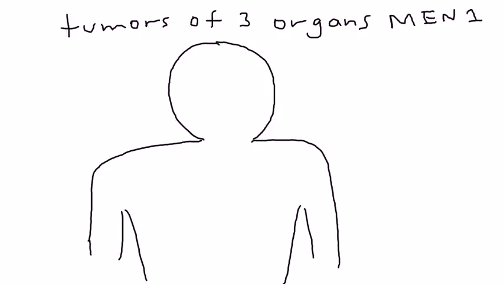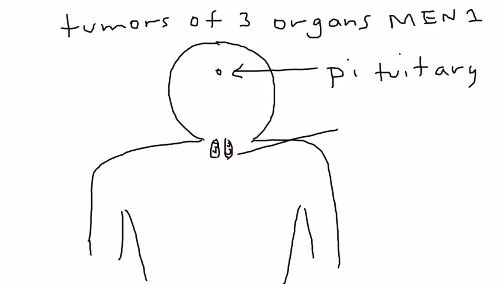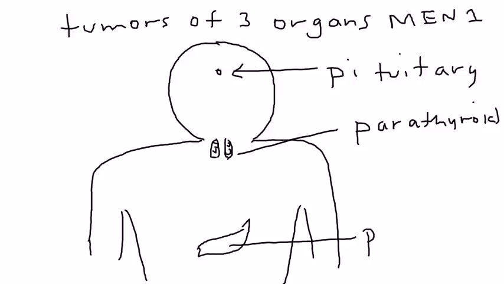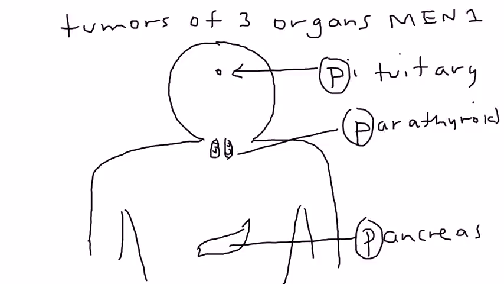The first organ that is involved is located in the brain, and that's the pituitary. And we'll go into details about what type of tumors and what they do. The second gland is located in the neck, and they're really small. There's four of them, collectively called parathyroid glands. And the final one is a little further down in the abdomen, and it's the pancreas. And if you notice, all three of them begin with the letter P, so that kind of helps in memorizing MEN 1.